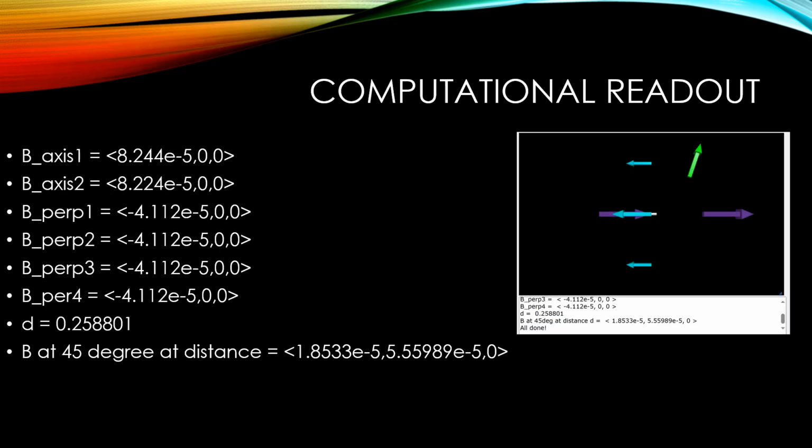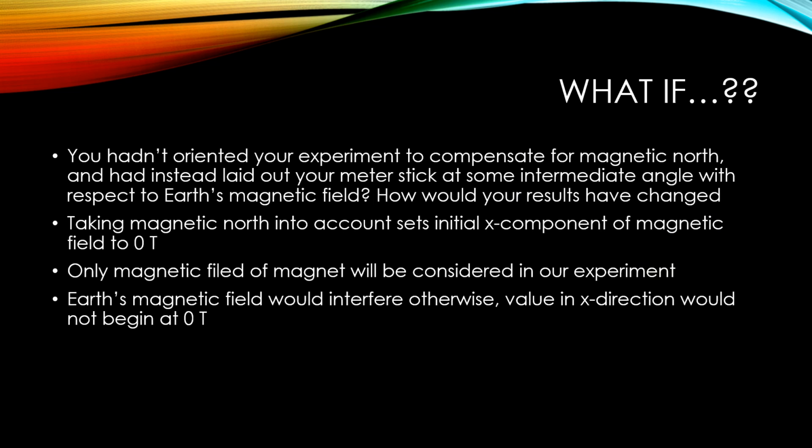Here's the computational readout. So Bxs1 was 8.224 e to the negative 5 on the x-axis, same with Bxs2, and then Bperp was negative 4.112 e to the negative 5 on the x-axis, as well as Bperp2, 3 and 4. D was 0.25801, and B at a 45-degree angle was 8.533 e to the negative 5, 5.56 e to the negative 5, and 0 in the z direction.